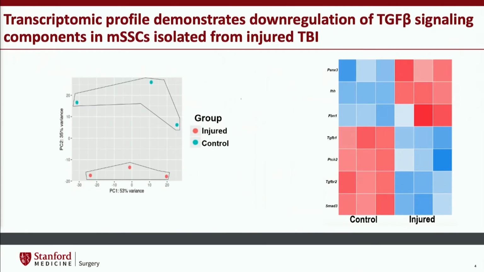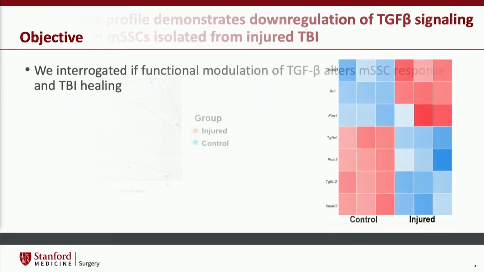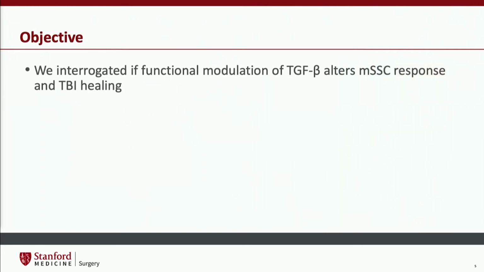We found that there was a transcriptomic difference in injured MSSCs compared to control MSSCs. You can see this very clearly by seeing the injured group in light pink and the uninjured group in the light blue. Specifically, we saw a downregulation in the TGF-beta signaling cascade in the injured MSSCs isolated from the injured TBI. So we wondered if functional modulation of TGF-beta alters the MSSC response to TBI healing.